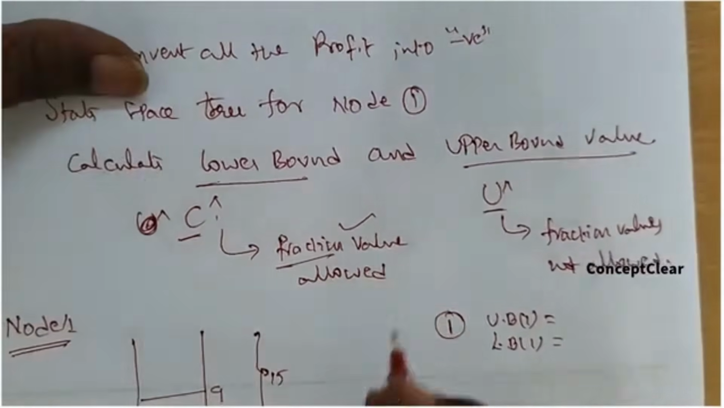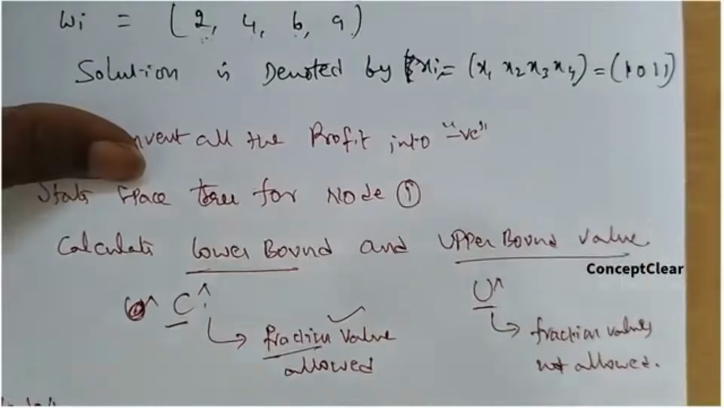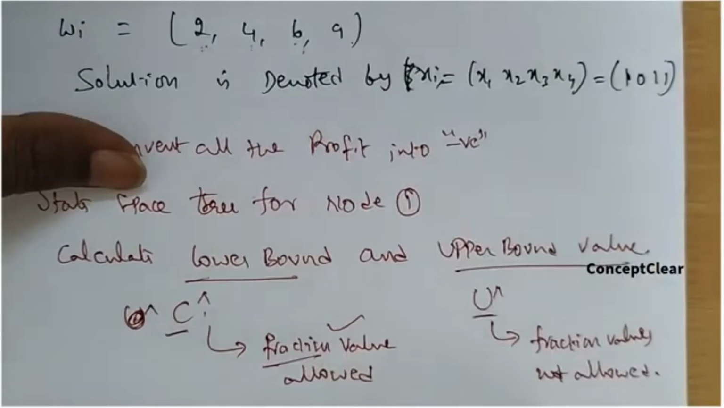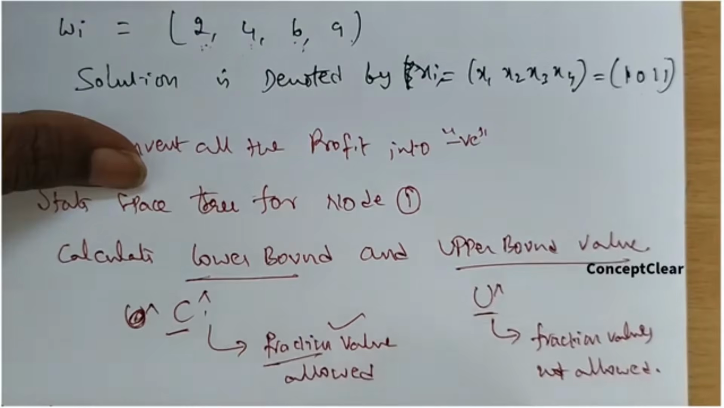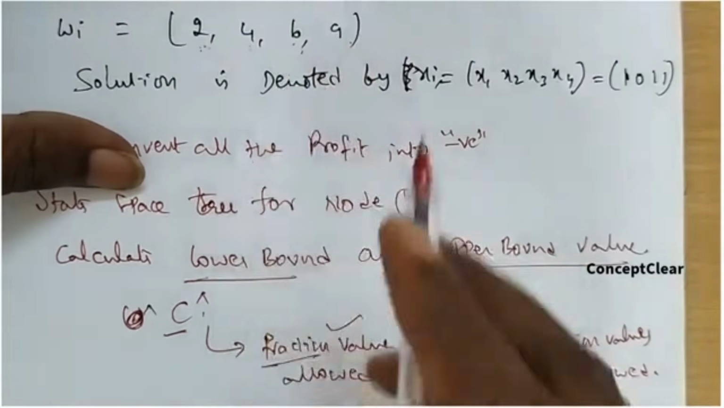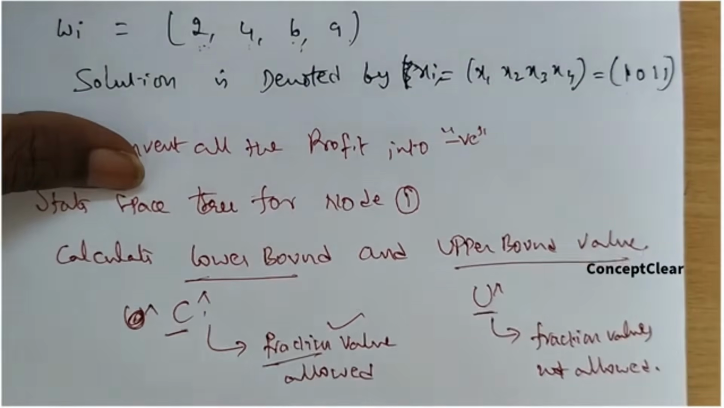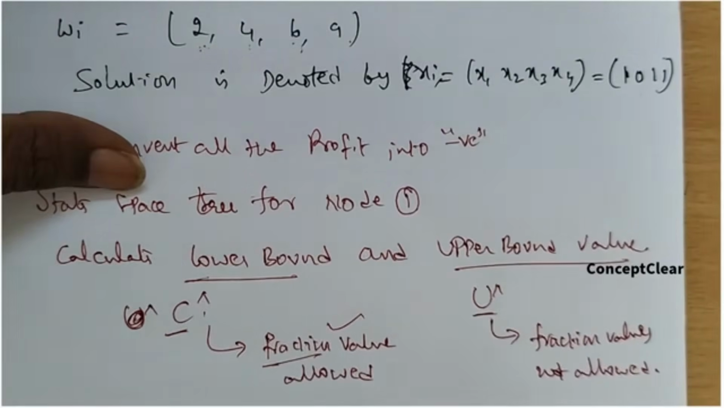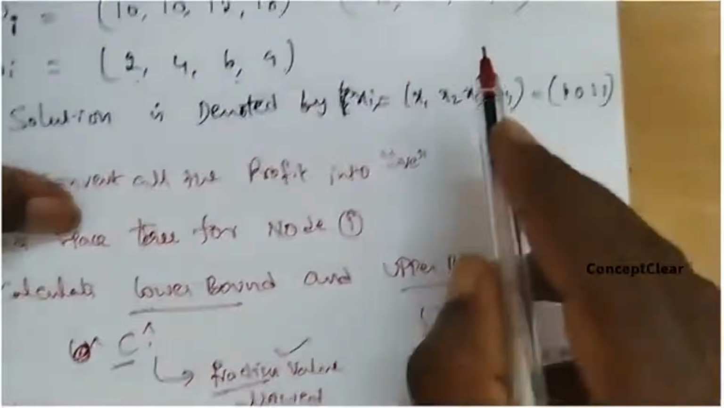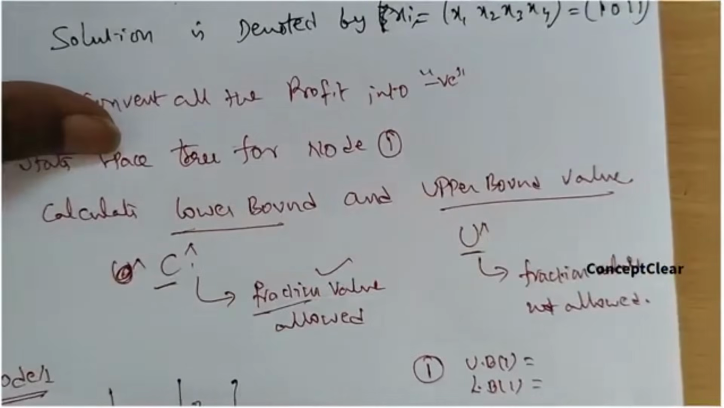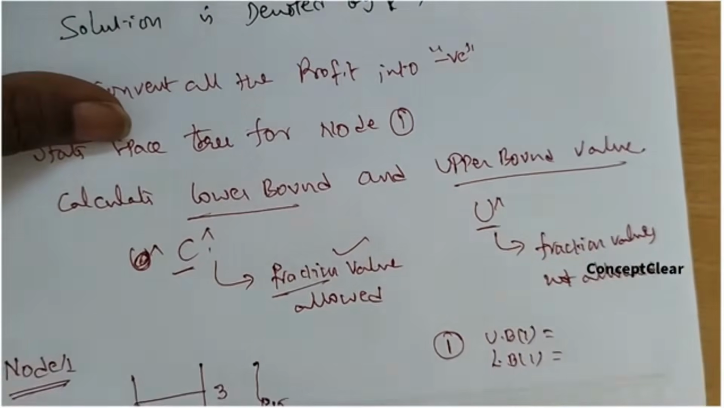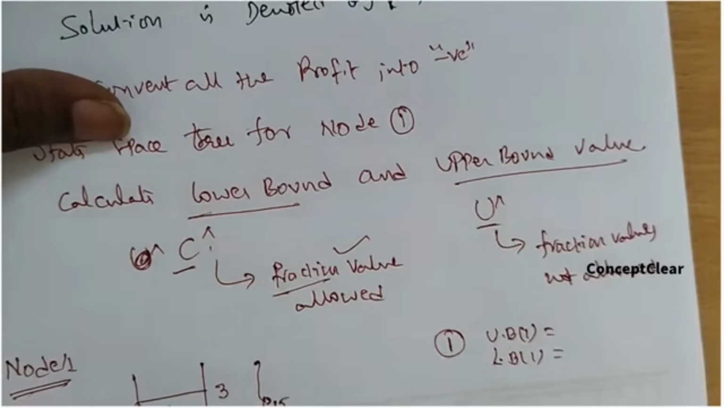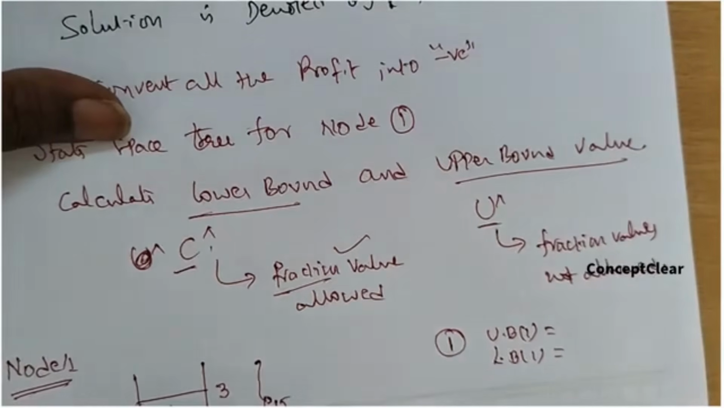Next, what is the third object? The third object's weight is 6. The remaining capacity is 9 and the third object's weight is 6, so we place 6. After placing 6, the remaining is 3. The profit of this object is 12, so minus 12. Here we are finding the lower bound first.